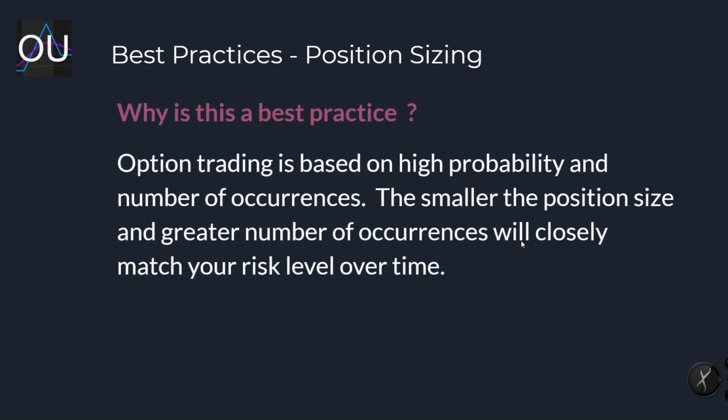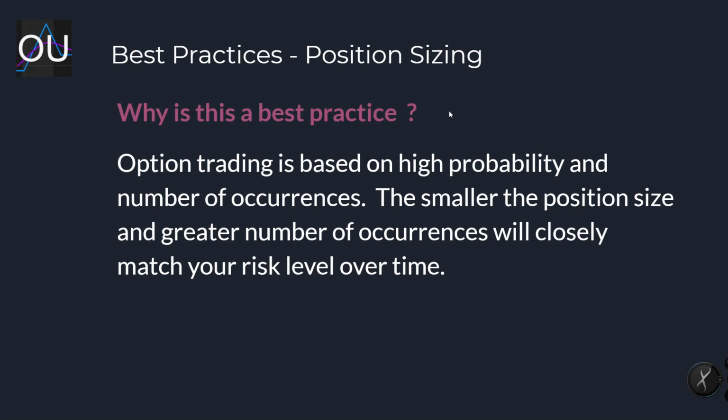So what is the best practice? Option trading is based on high probability and number of occurrences, right? So the smaller the position size and the greater number of occurrences will closely match your risk level over time. If you have a high risk tolerance, then your position size can be bigger, but note that your losses could be considerably bigger.